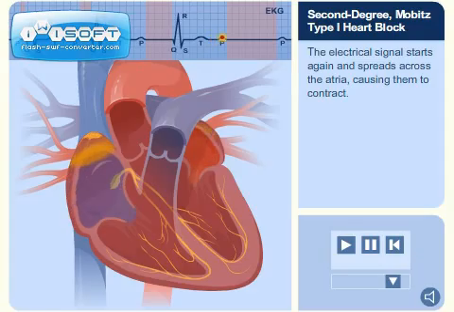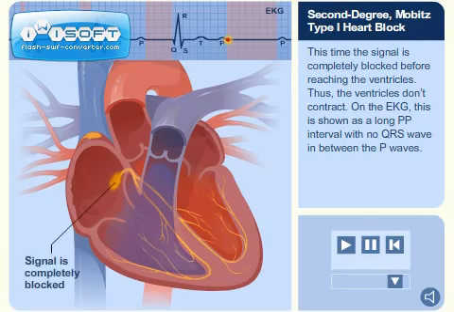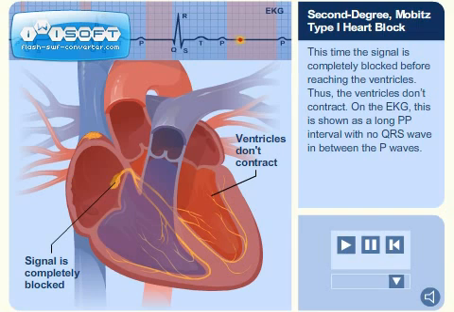The electrical signal starts again and spreads across the atria, causing them to contract. This time, the signal is completely blocked before reaching the ventricles. Thus, the ventricles don't contract. On the EKG, this is shown as a long PP interval with no QRS wave in between the P waves.